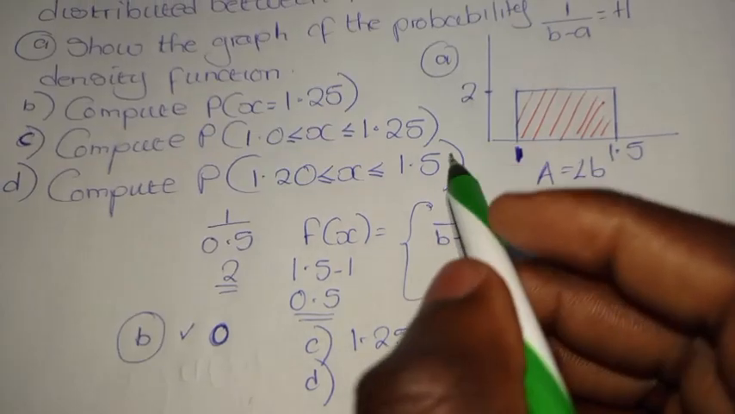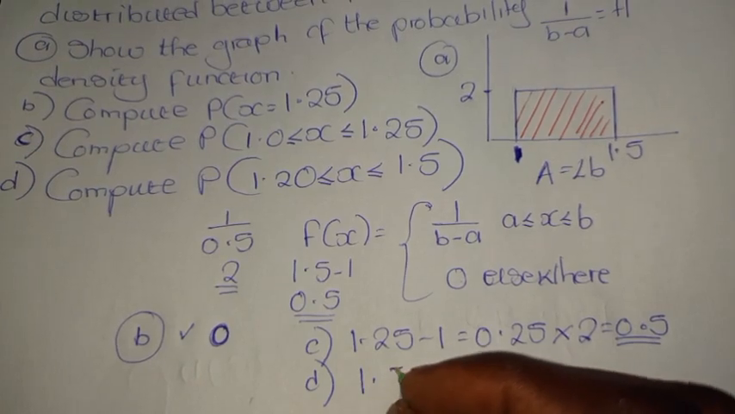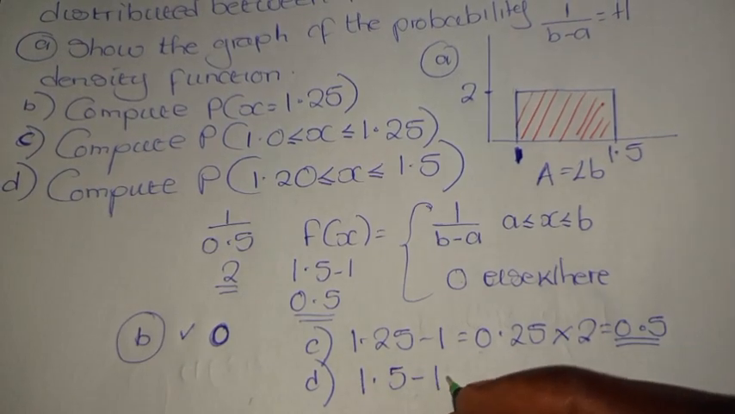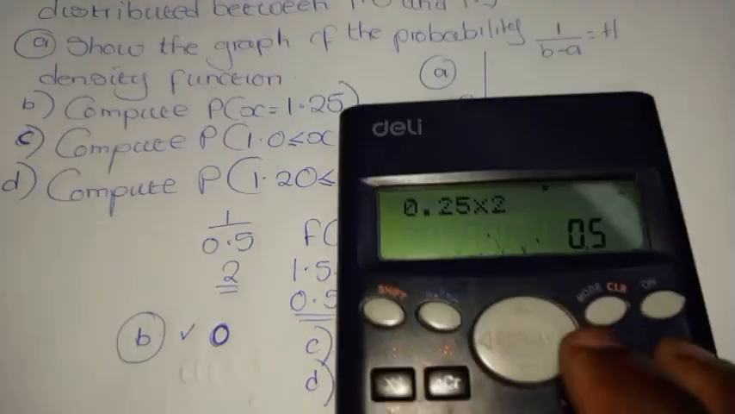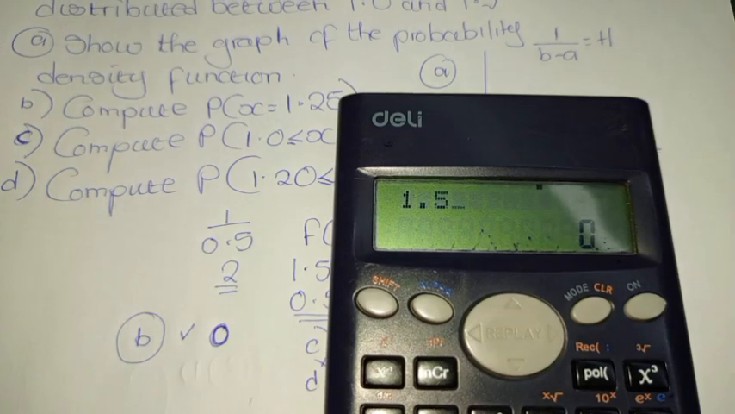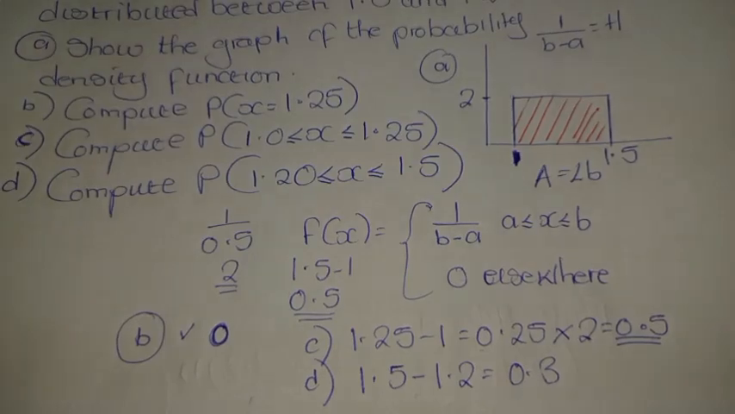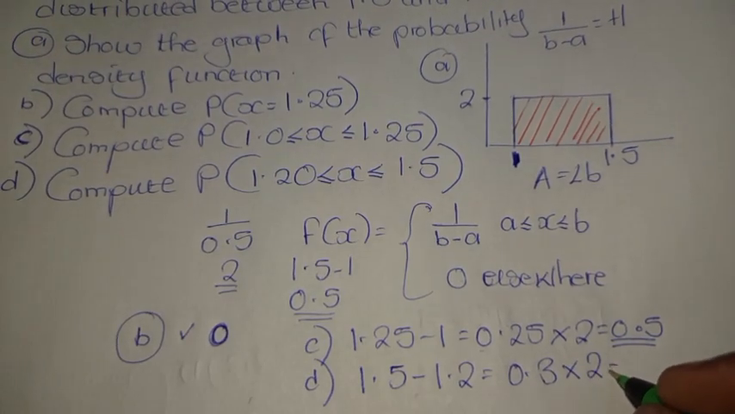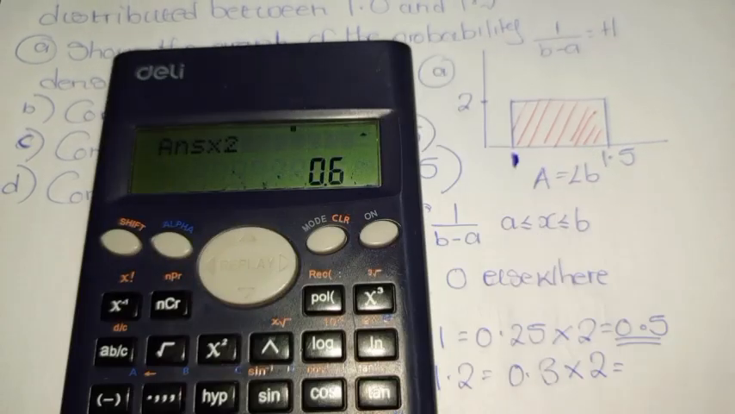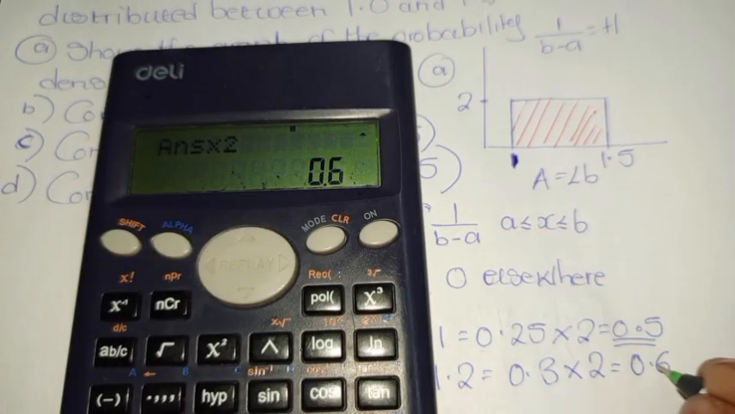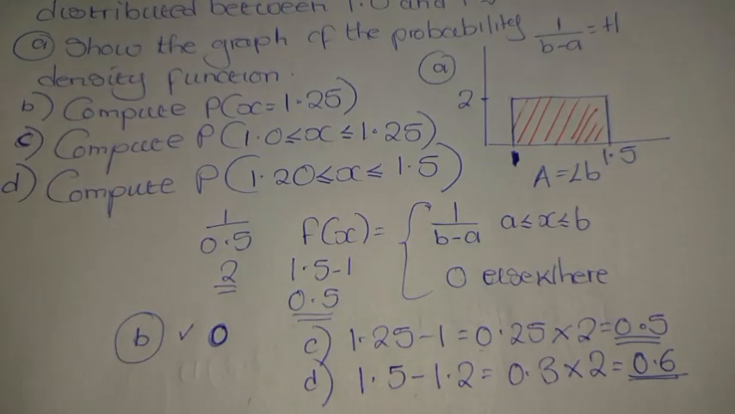So let us continue. We have our 1.5, which we subtract 1.2 from, and we get the value to be 0.3. Multiplied by 2, remember 2 is the height, we get the value to be 0.6. So this is how we answer such questions under continuous probability.